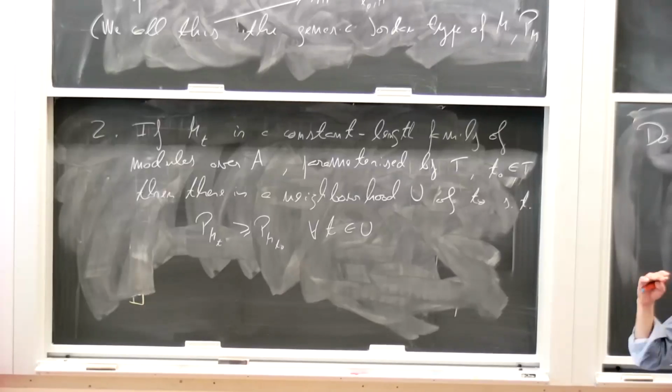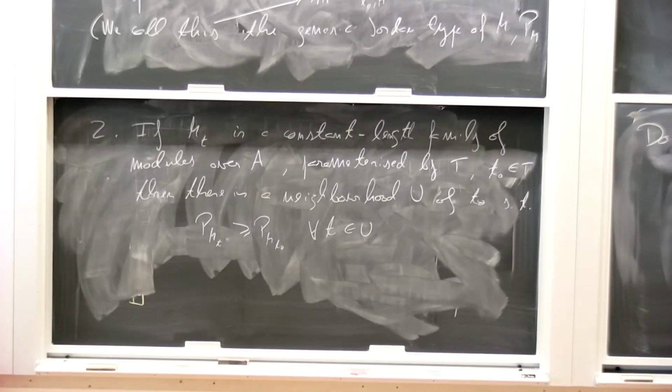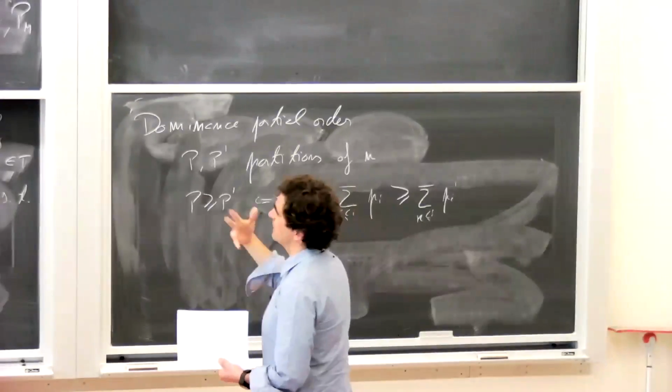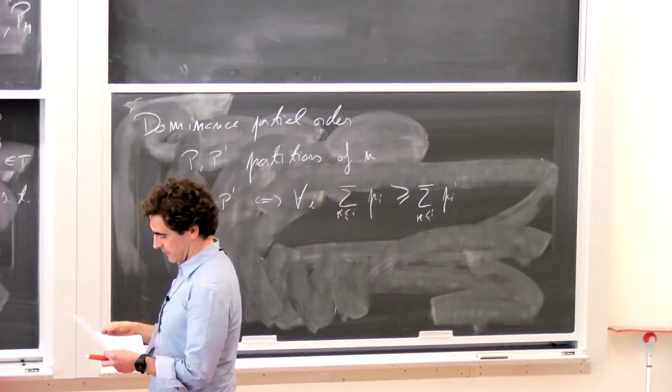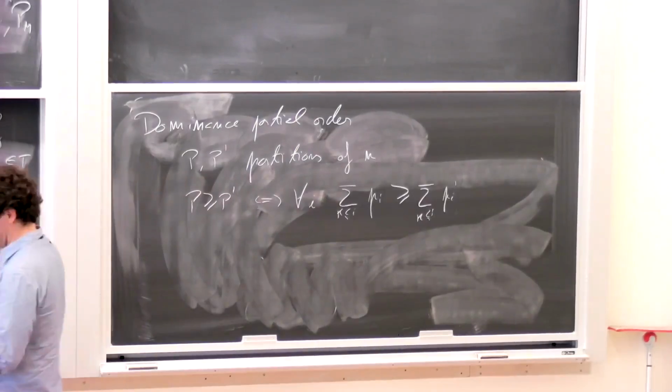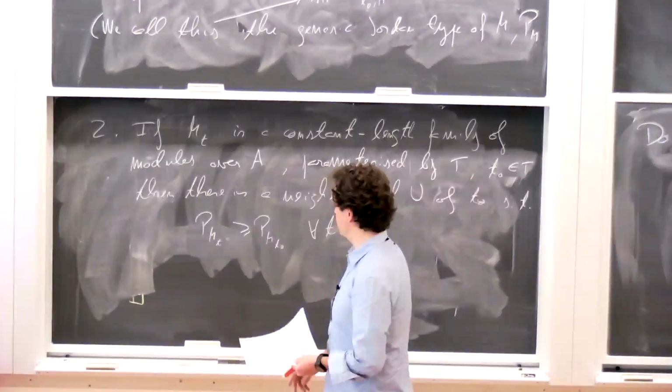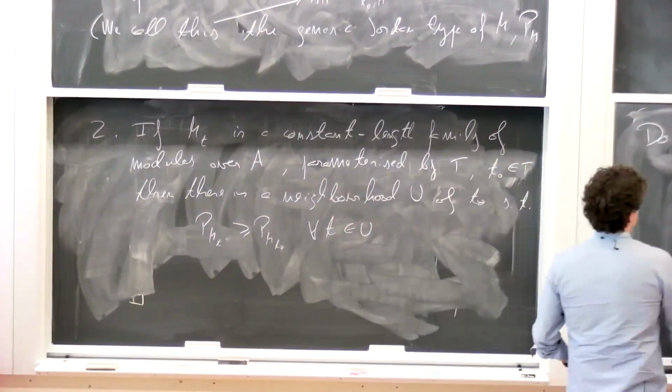Okay, so this dominance partial order, Jordan type is semi-continuous with respect to this dominance partial order. We have these two results.